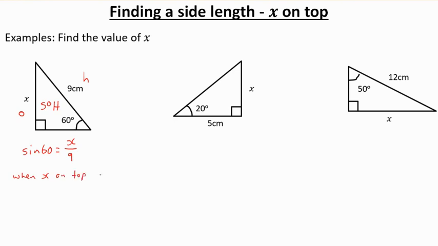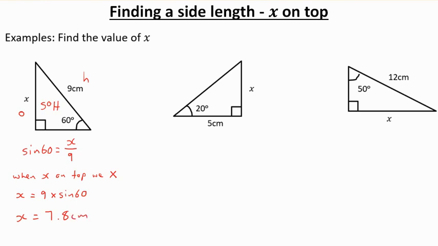what we have to do is we multiply. So that means to find x, the 9 is going to times the sine 60. 9 times sine 60. And when you do that on your calculator, you should get 7.8 if we go to one decimal place. 7.8. And since this is centimeters, I'm writing centimeters there.